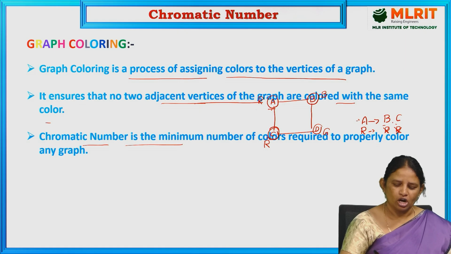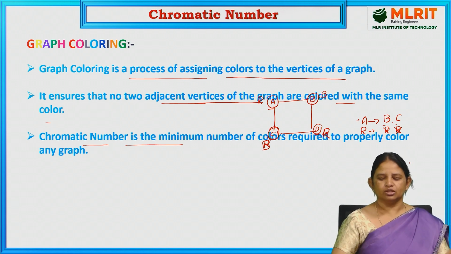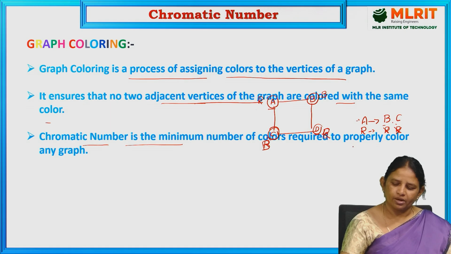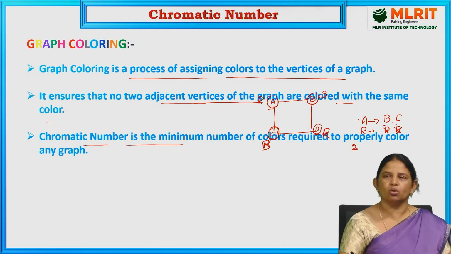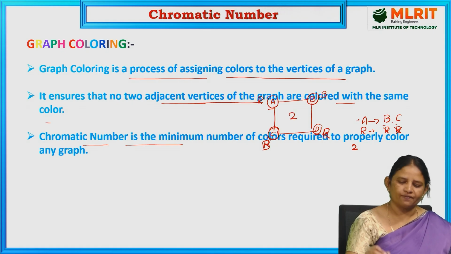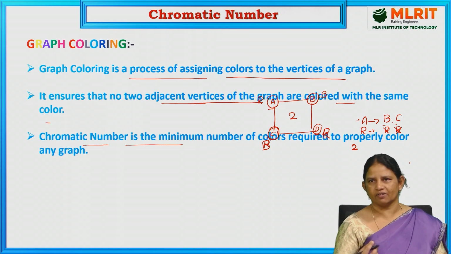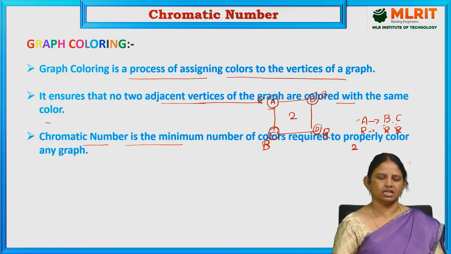Here, for red, don't use the red color; we can use either blue or green. Here also we can use a red color, because here it is blue, and here it is blue. So these two are not adjacent. This adjacent one is blue color, and this adjacent one is blue color. So that is the chromatic number. The chromatic number is 2. We can use only 2 colors to color the graph. The chromatic number for this graph is 2. So what is a chromatic number? The minimum number of colors that are required to color the graph is called the chromatic number.